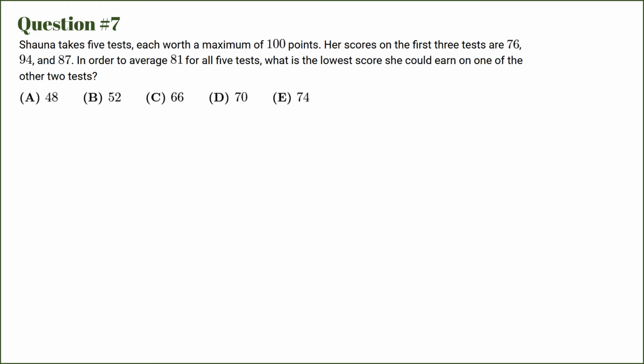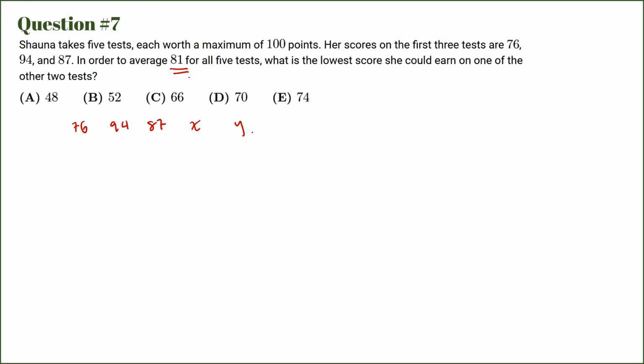Question 7 states, Shauna takes 5 tests, each worth a maximum of 100 points. Her scores on the first 3 tests are 76, 94, and 87. In order to average 81 for all 5 tests, what is the lowest score she could earn on one of the other 2 tests? Okay, so her scores on the first 3 tests were 76, 94, 87, and her last 2 tests, let's say, are X and Y.